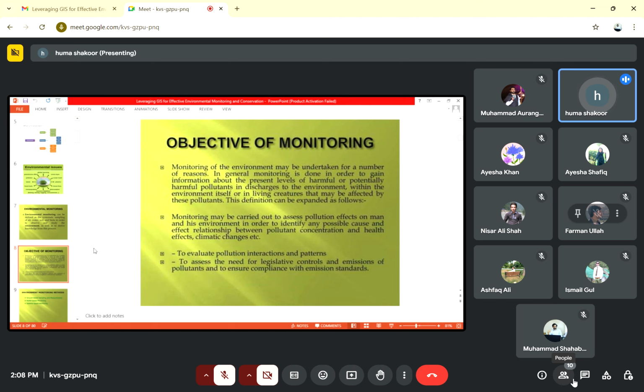Monitoring may be carried out to assess the pollution effects on man and his environment in order to identify any possible cause and effect relation between the pollution concentrations and the health effect, climatic change, etc. For example, I will give you an example of the global environmental issues. To investigate and analyze these global environmental issues, we use three steps. The first step is called the causes of the issue.